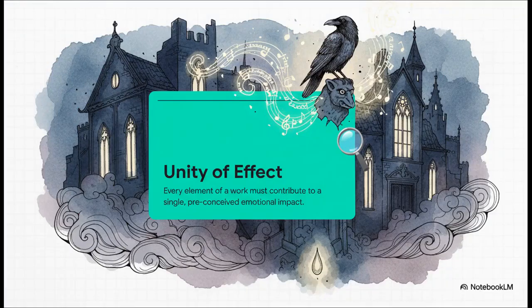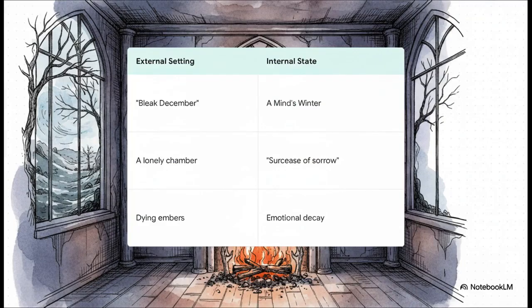Now, this is where Poe's genius really shines through. He wasn't just writing, he was designing. He had this one single goal, to create an overwhelming feeling of melancholic loss. He called it his unity of effect, and every single choice he made, from the setting to the rhythm to the sound of the words, it all serves this one unified purpose. And you can see exactly how he does it here.